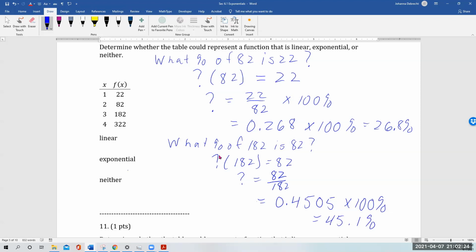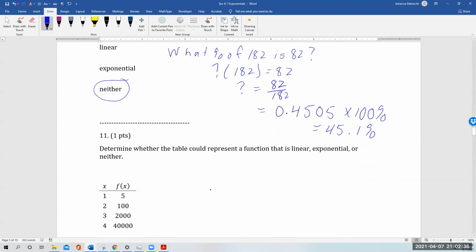Therefore, this is not an exponential. It's also not linear because it's changing by a different amount each time. Therefore, this equation is neither. Let's look at the next problem.